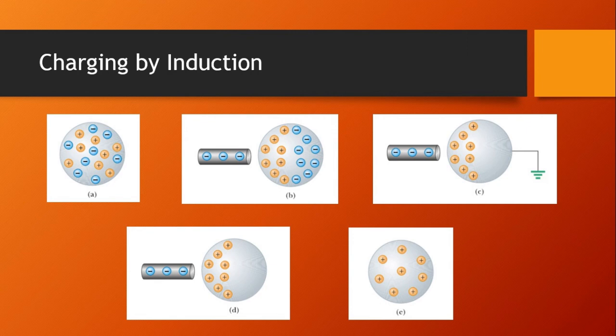In figure B, the charge on the neutral sphere is redistributed when the charged rubber rod is placed near the sphere. And in C, when the sphere is grounded, some of the electrons leave through the ground wire. In figure D, when the ground connection is removed, the sphere has excess positive charge that is non-uniformly distributed. And in figure E, when the rod is removed, the excess positive charge becomes uniformly distributed over the surface of the sphere.